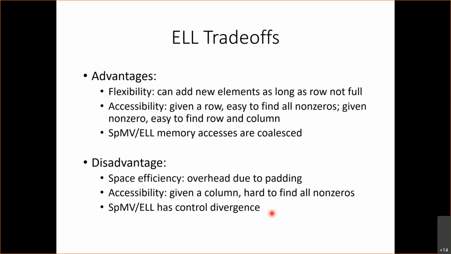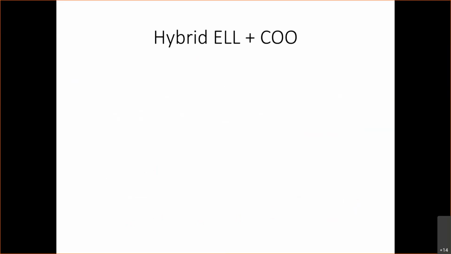Now, one of you said that one of the problems with ELL is we could get into the situation where we have one row that has a very large number of non-zeros, and that row will hold all the other rows hostage because we're going to have a lot of padding just to accommodate that row. So let me show you an example of that. Actually, the slide title kind of gives away what we're going to do. We're going to do a hybrid ELL and COO.